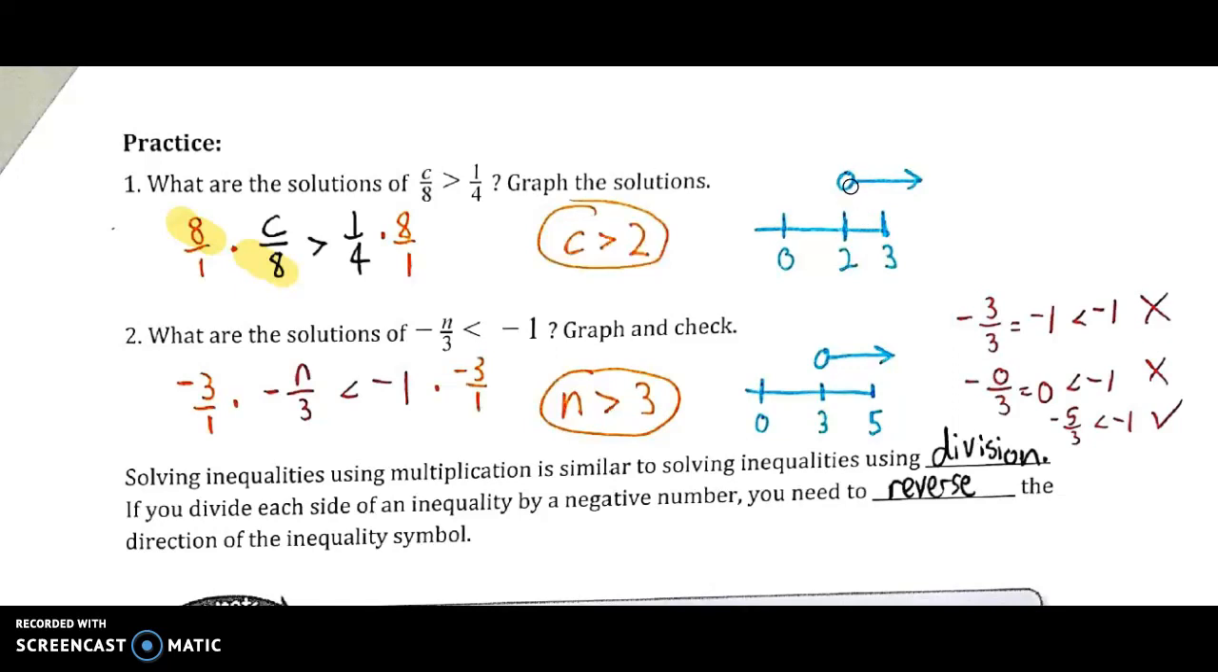I know if c is greater than 2, I should leave an open circle and not fill that in, and greater than is going to head off to the right in that direction.